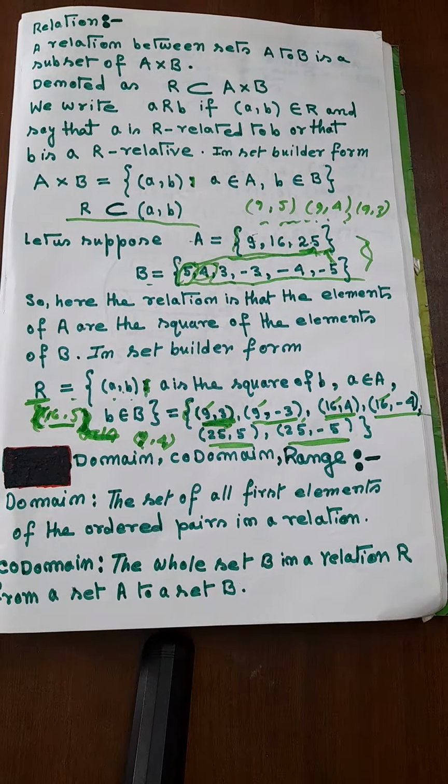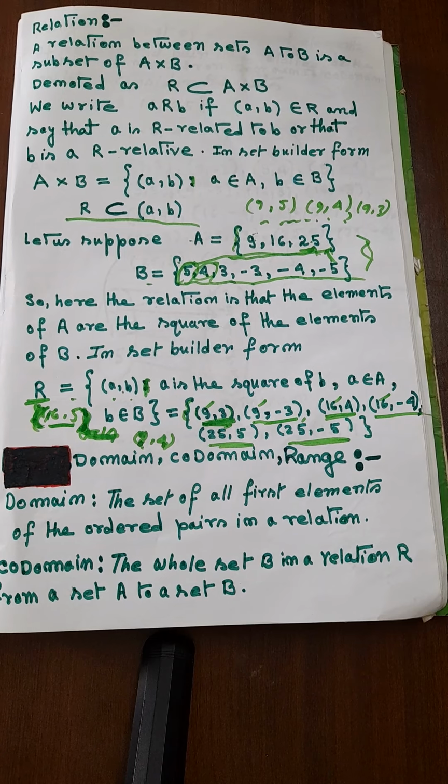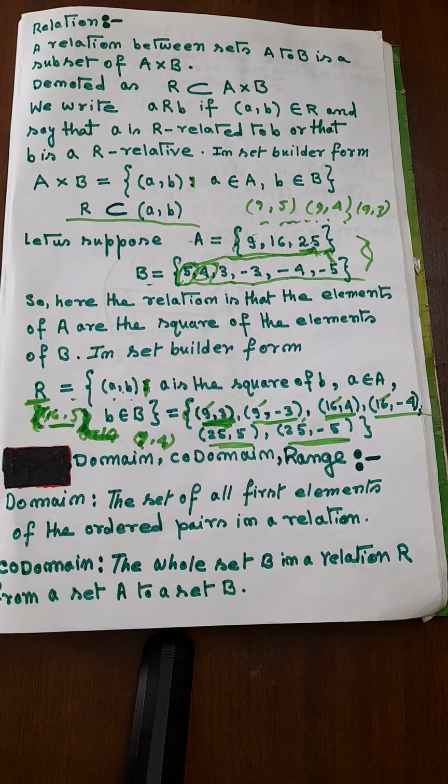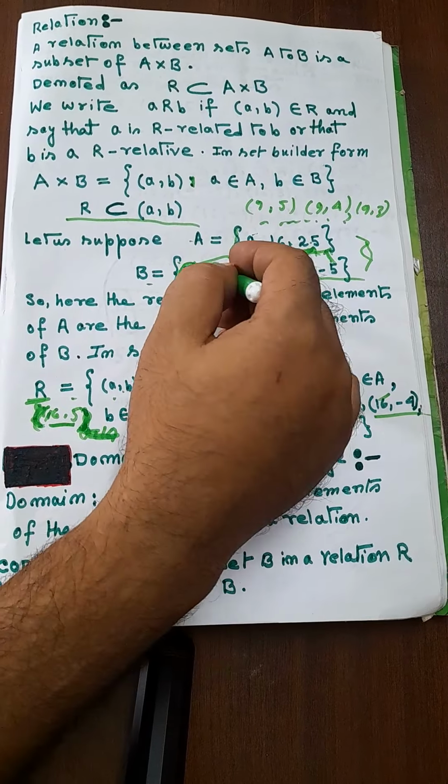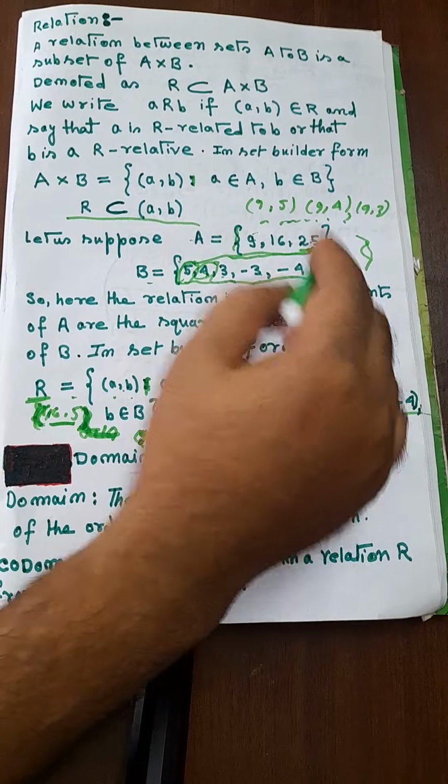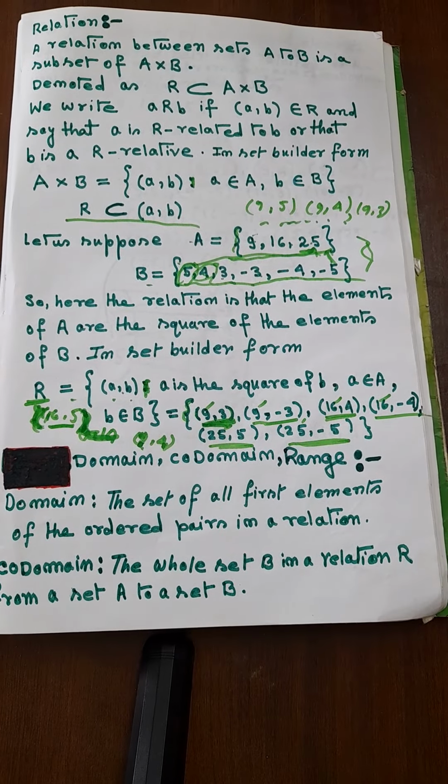What is the codomain? The whole set B in a relation from A to B is called the codomain. Okay, that means all the elements of set B will be the codomain. So here what will be the codomain? The codomain will be 3, 4, 5, then minus 3, minus 4, minus 5, right? This will be the codomain.